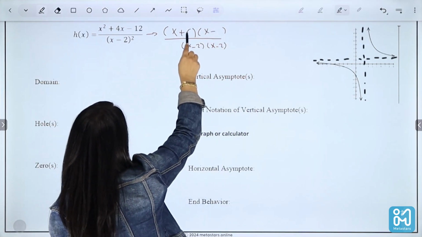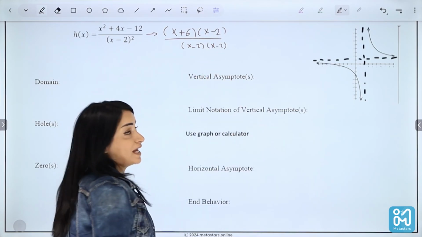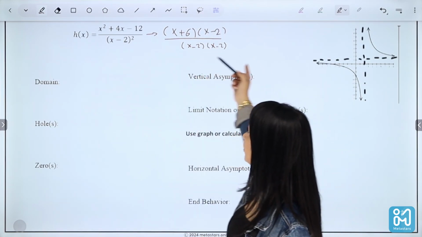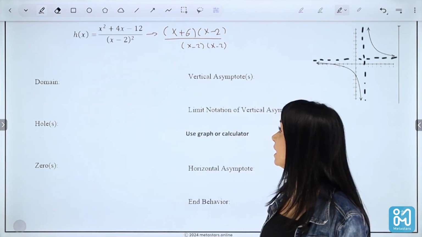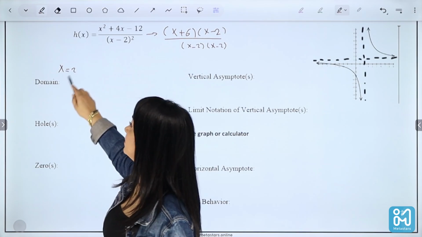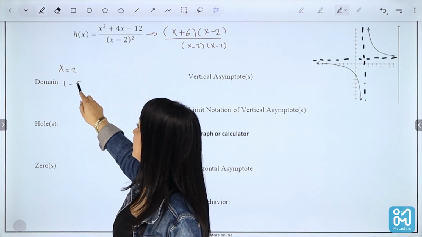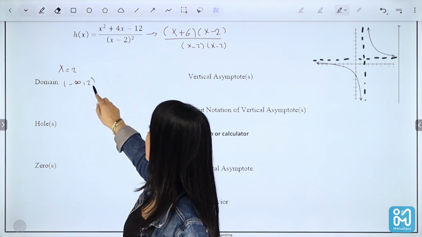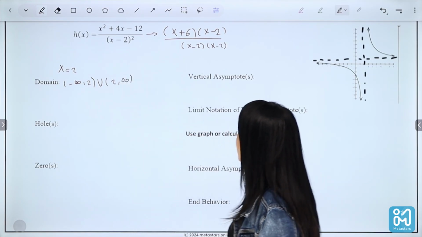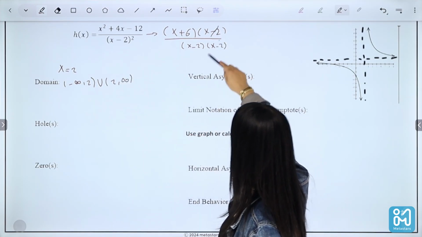So this one is going to be x plus 6, and this one is going to be x minus 2. So let's start with the domain. The only number that makes the denominator 0 is x equals 2. So x equals 2 is not allowed in our domain. So it's from negative infinity to 2, then stop, and from 2 to where? To infinity.